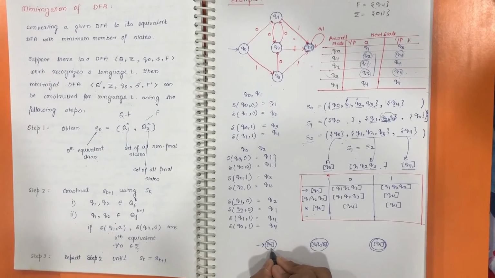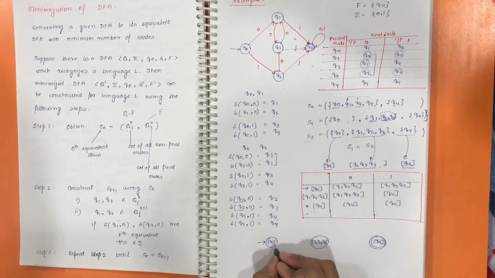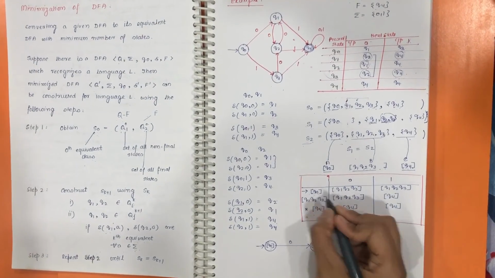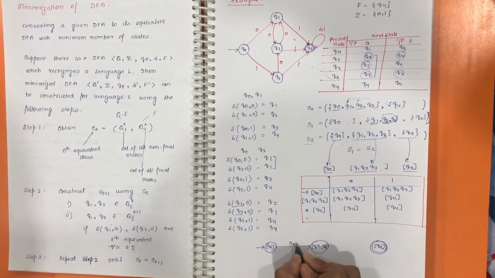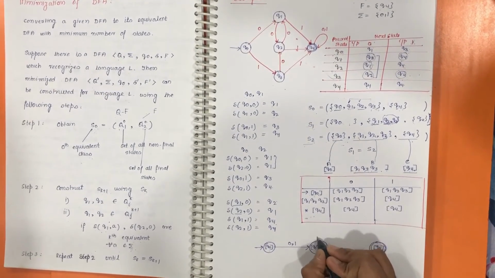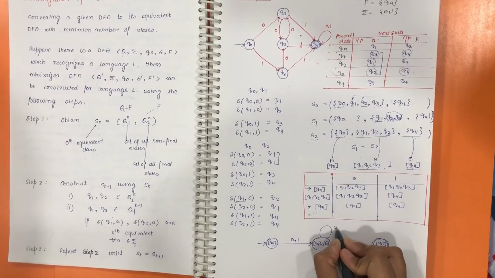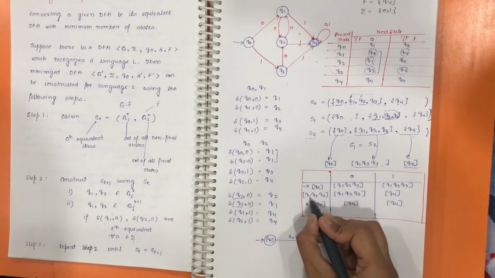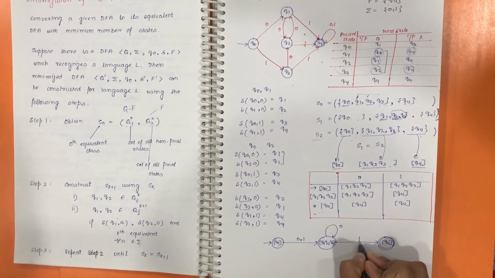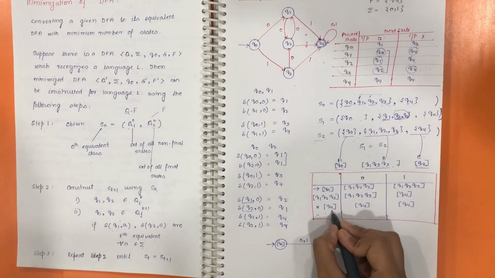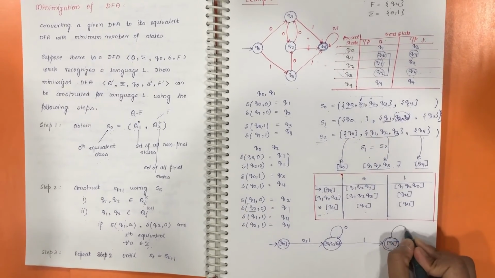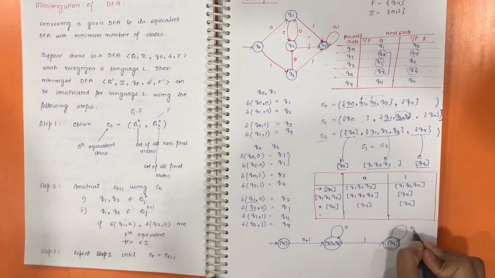Now we can mark the transitions. At state Q0 for input symbol 0, the next state is this. At state Q0 for input symbol 1 also, the next state is this. At this state for input symbol 0, the next state is the same, so a self loop will be marked for symbol 0. At this state for input symbol 1, the next state is Q4, so the transition will be marked like this. Now at Q4 for input symbols 0 and 1, the next state is again Q4, so a self loop will be marked like this.